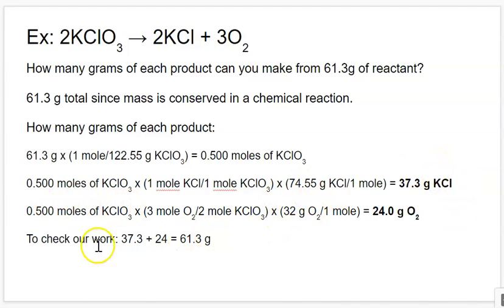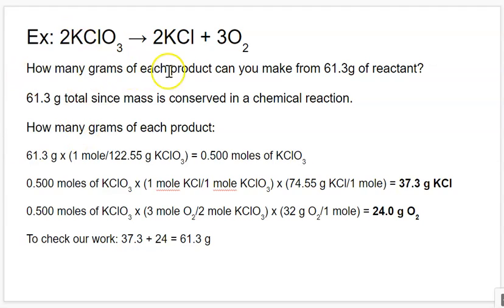For the oxygen, we have the same starting point of potassium chlorate. That's going to be 3 over 2 for our mole ratio, and then multiply by the molar mass of oxygen this time. That's going to give us 24.0 grams. And if you're ever doing a problem like this where you know the total mass of reactants and you try to figure out the mass of the products, it should always obey the conservation of mass. So you can check your work by adding the two values from the products together, and we end up with 61.3, which tracks. So now we do have a conservation of mass, which means that we did this correctly.